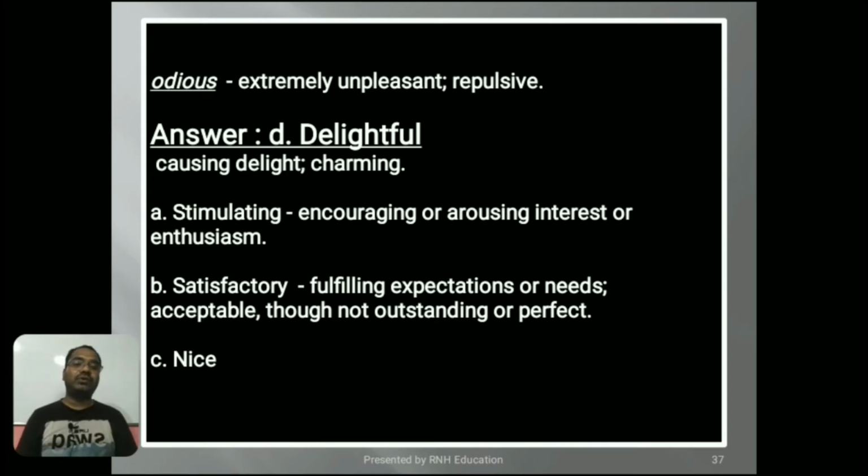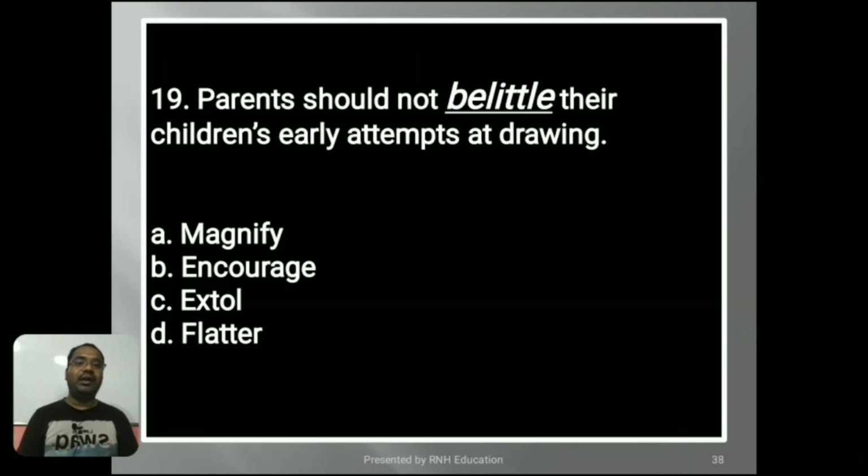Okay, and the other three options were A, stimulating. Stimulating means encouraging or arousing interest or enthusiasm, and option B was satisfactory, that means fulfilling expectations or needs. Acceptable though not outstanding or perfect, that is called satisfactory. Okay, and the C was nice. Those are not appropriate here in this sense, so the answer should be delightful. Going to the next one. Next question, that is question number 19. Parents should not belittle their children's early attempts at drawing.